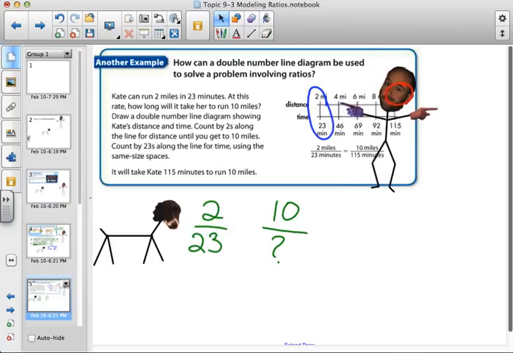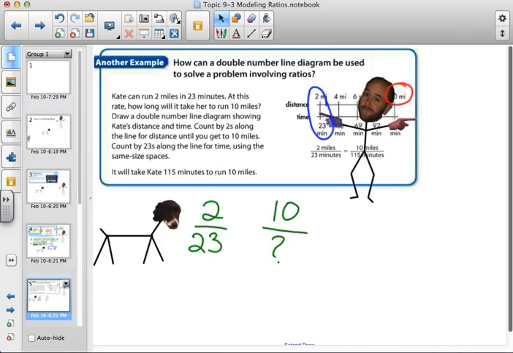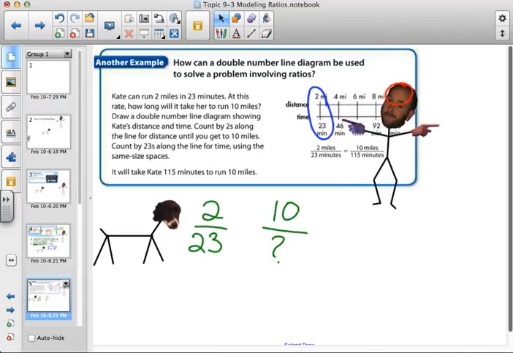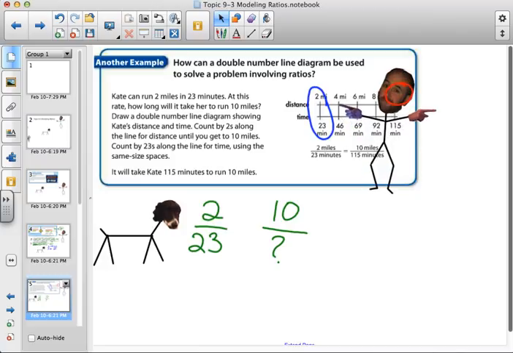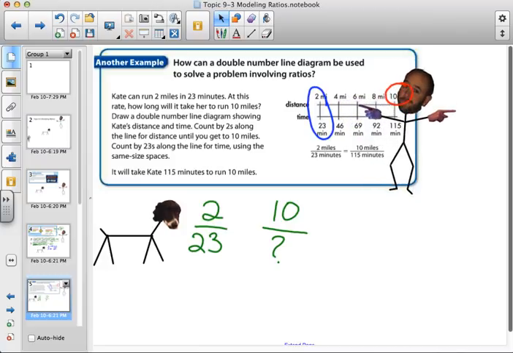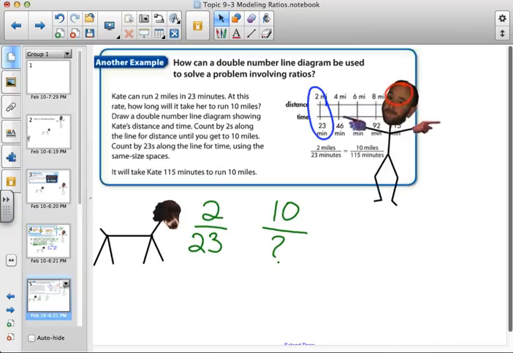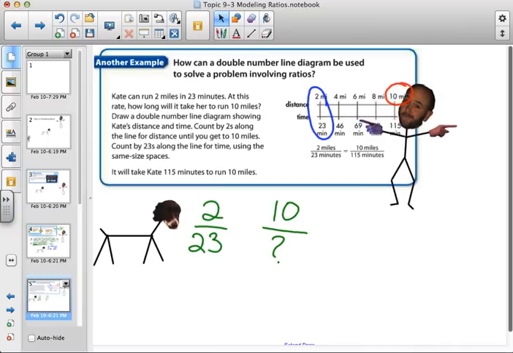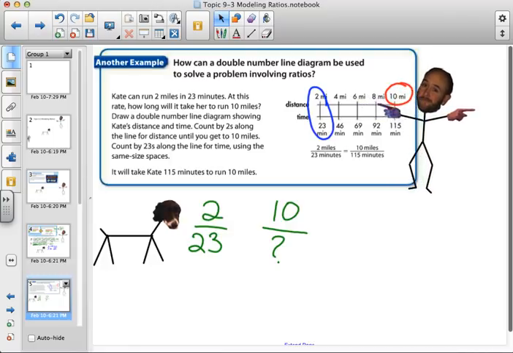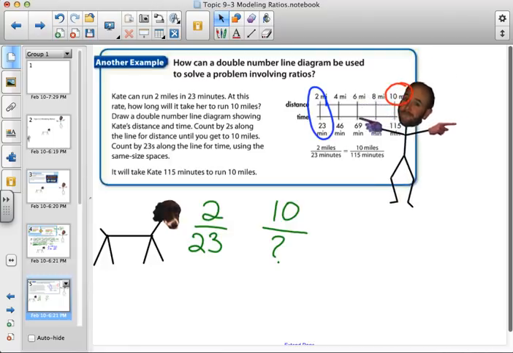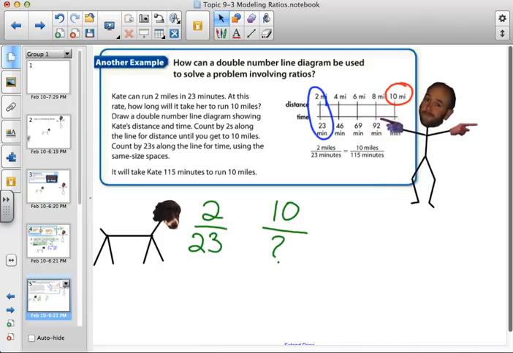So if we go 4 miles, because we're doubling our time, we're going to have to double 23 to become 46. Well, now if we go another 2 miles, we're going to have to take another 23 minutes, and we're going to be up to 69 minutes. If we go another 2 miles, we'll be up to 8 miles, and then we have to add another 23 minutes to 69 minutes, and we get 92.